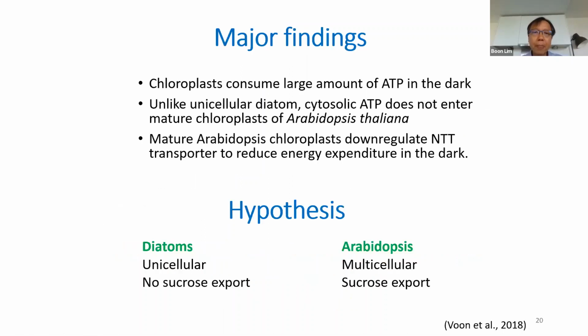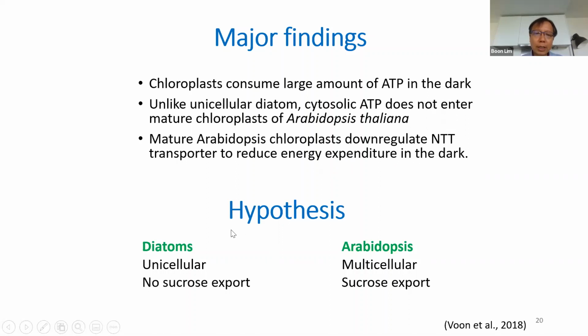ATP at night. So our major findings include, in mesophyll, the chloroplasts consume a large amount of ATP in the dark. And unlike unicellular diatom, cytosolic ATP does not enter mature chloroplasts of Arabidopsis thaliana. Mature Arabidopsis chloroplasts downregulate NTT transporters to reduce energy expenditure in the dark.